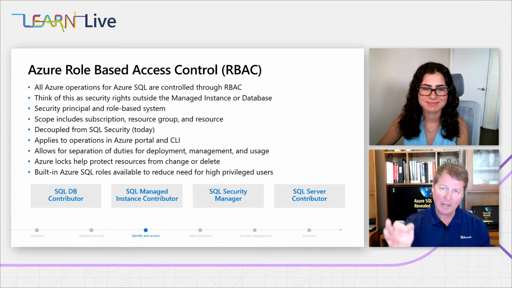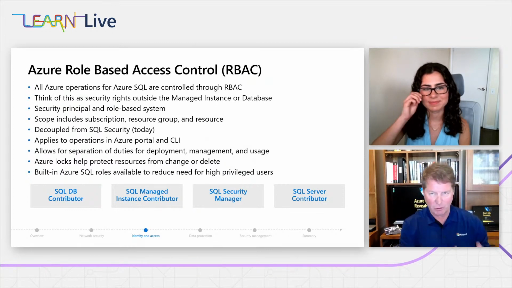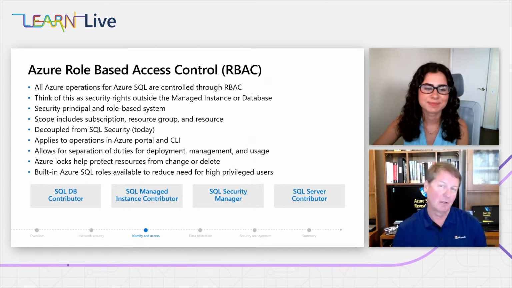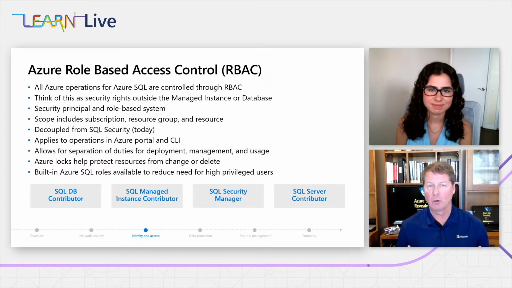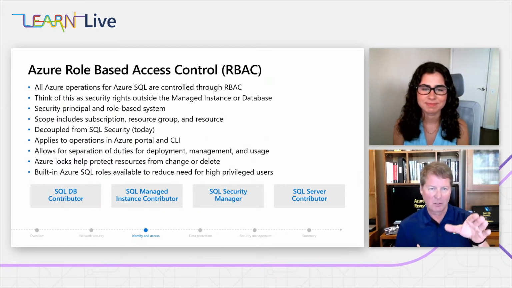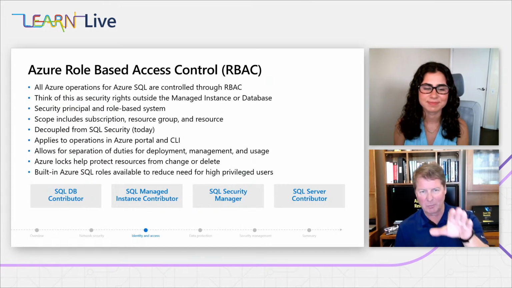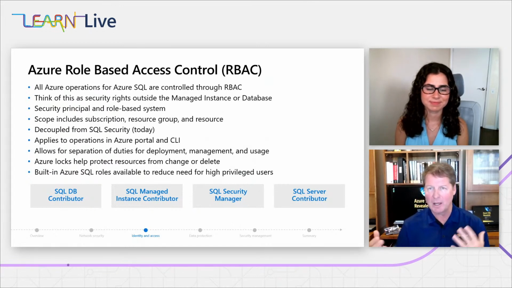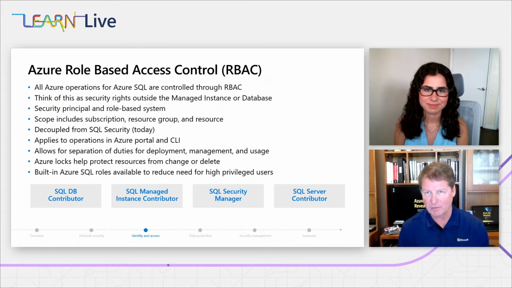For example, Anna and I today have a subscription. We talked about that in the ecosystem, where we have permissions to do things in the subscription. And in that subscription, we have roles like owners. Notice the idea of security principal and role-based system. So Anna and I have Active Directory accounts within Microsoft, and then we have permissions within this subscription to do things. Things like owners or contributors or read access.